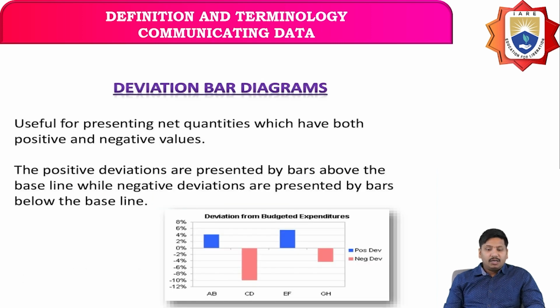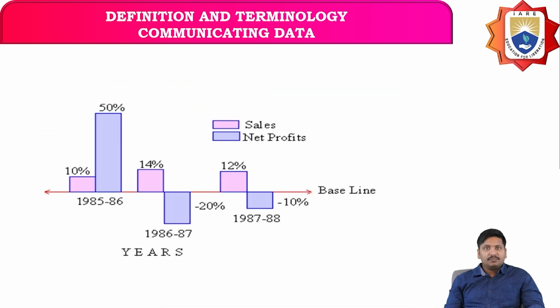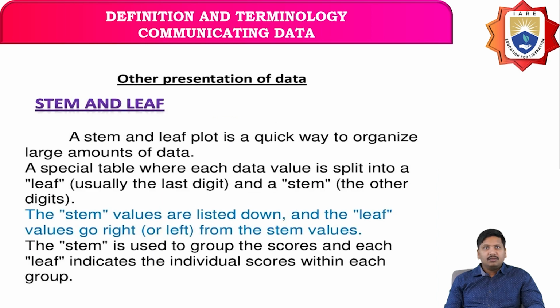And deviation bar diagram. If the bar is going upward, then it should be considered a positive deviation bar. And similarly, when the bar is going downwards, below the zero line, then it should be considered a negative deviation bar. So this is another example for that. This is another example of the deviation bar.